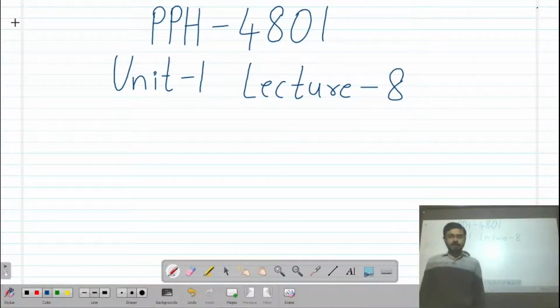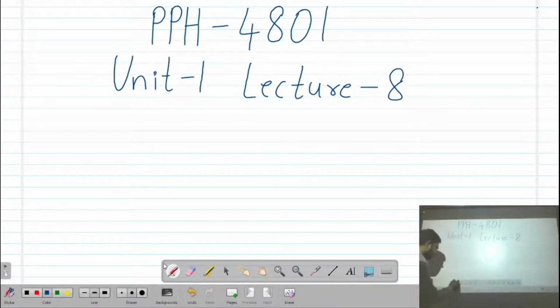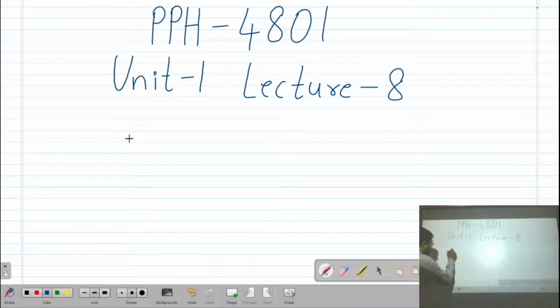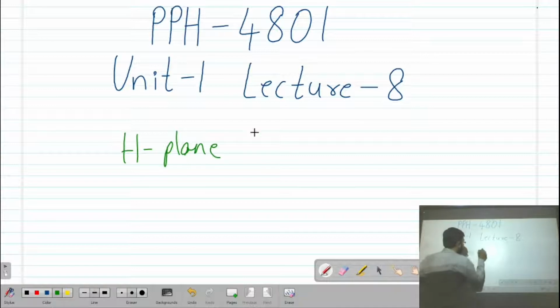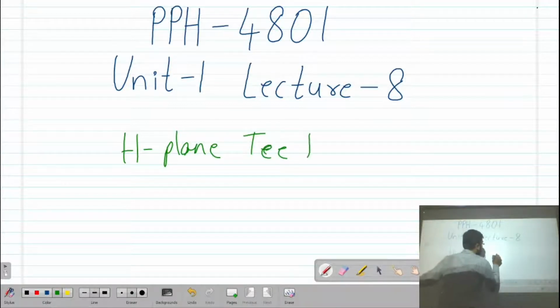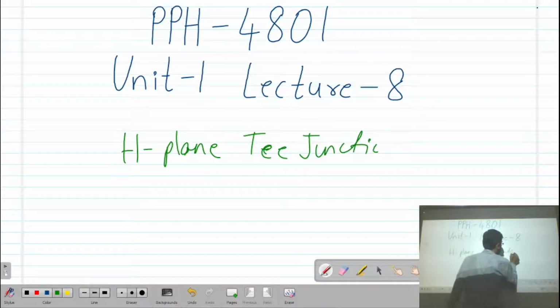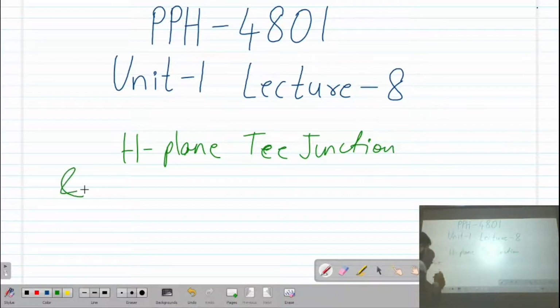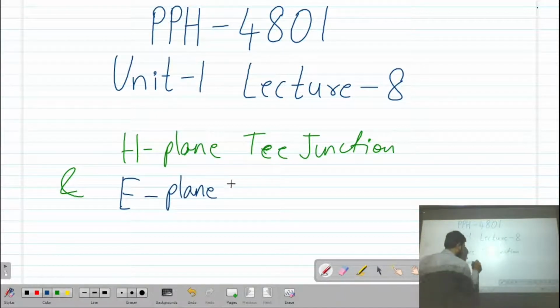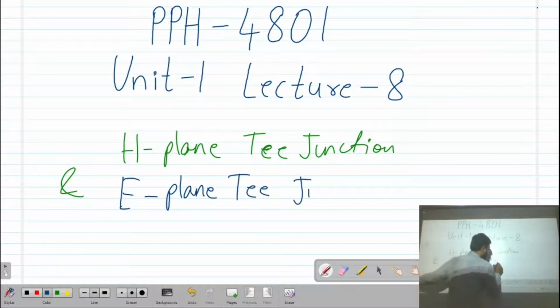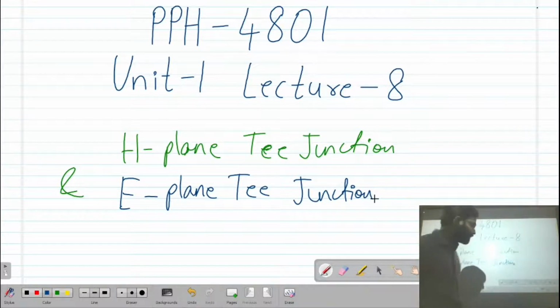In the previous lecture we have seen two T junctions, that is the H plane T junction and the E plane T junction. We have seen both of the junctions, H plane and E plane both.